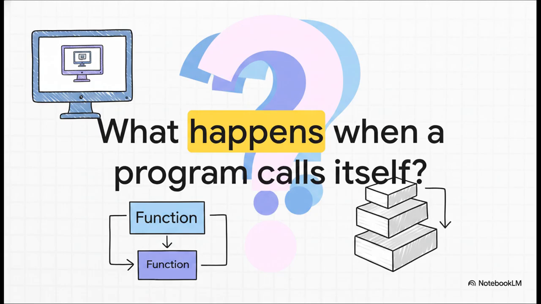So think about this. What actually happens when a computer program tries to call itself? How does a piece of software act like a mirror reflecting a mirror without just completely crashing your entire system? I mean, it sounds totally paradoxical, right? A program instructing itself to run itself. But instead of spiraling into chaos, this self-referential technique is actually the secret engine behind some of the absolute most elegant problem-solving in software development.